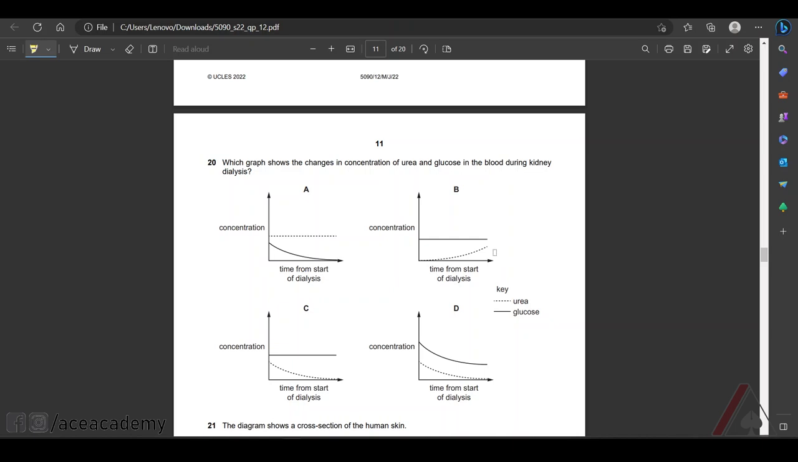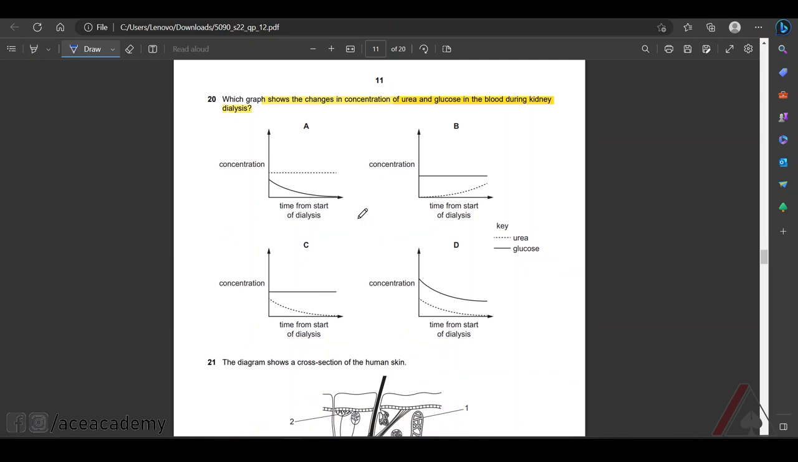Now, number 20. Which graph shows the changes in concentration of urea and glucose in the blood during kidney dialysis? Again, we have to check all the graphs. The graph for option A says... No, this should be really wrong because the concentration of urea should not remain constant. That's because the function of the dialysis machine is to basically do the job of the kidney, which is to remove harmful substances such as urea out of the blood. So urea concentration should decrease. A is not our answer.